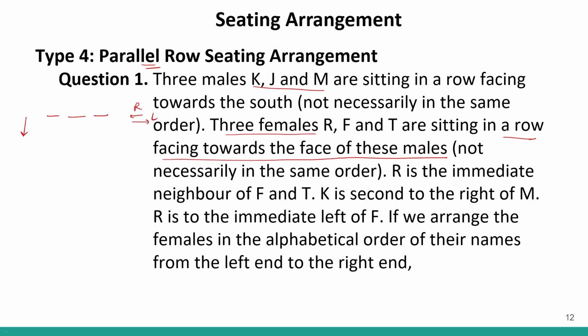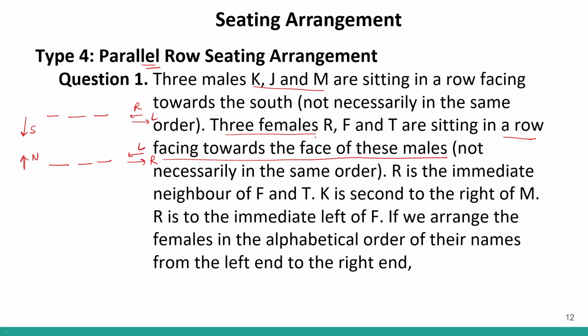I told you there could be four possibilities. Either all of them are facing the same direction, or they are facing towards each other, or facing away from each other, or mixed directions. So they are facing towards each other because they are facing towards the face of these males. So we will have three females over here looking at the north direction. If they are looking at the north, this will be the right and this will be the left. Clear? This much information is clear to you?